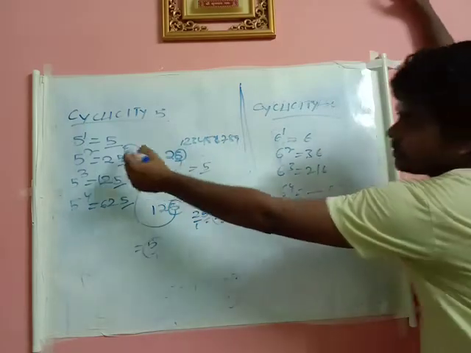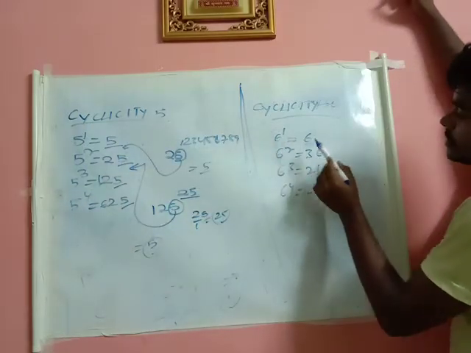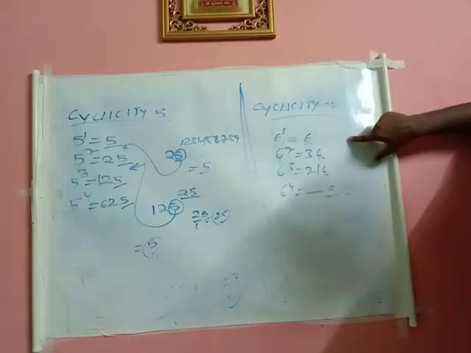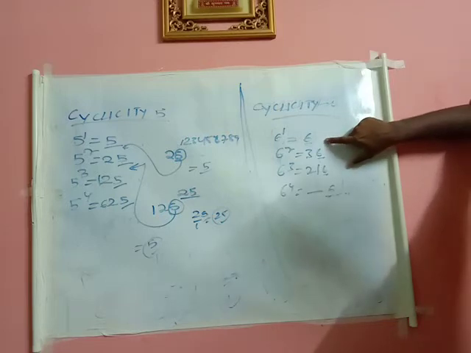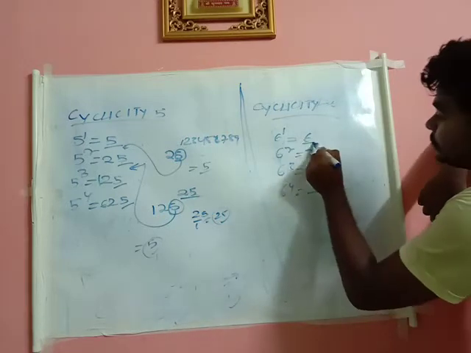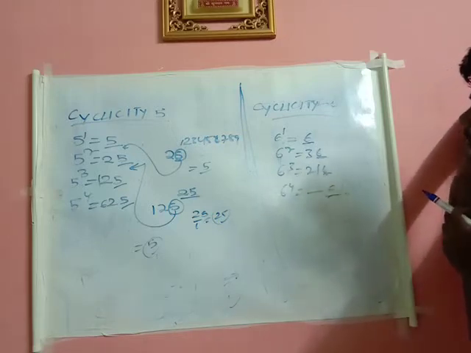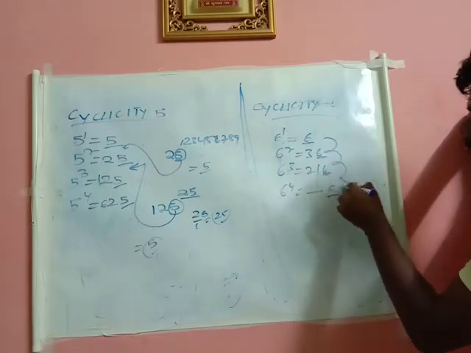Same as in the cyclicity of 5, you can check in the cyclicity of 6. The cycle repeats for every 1 interval. Now see, 6, 6, 6. The cycle repeats for every 1 interval.